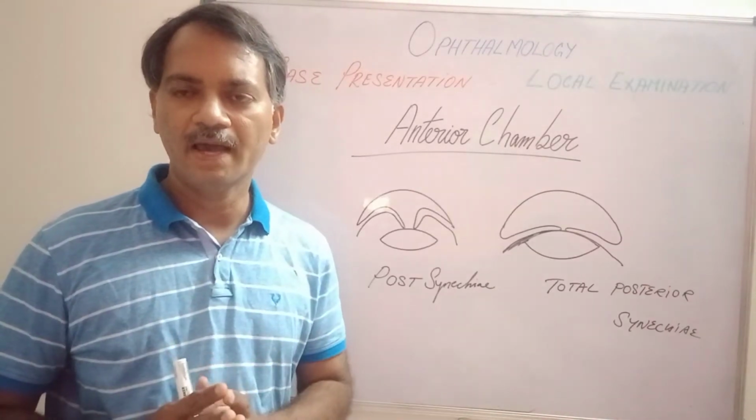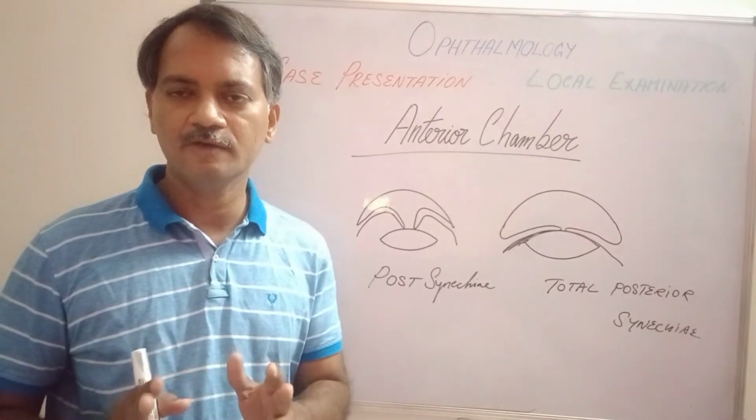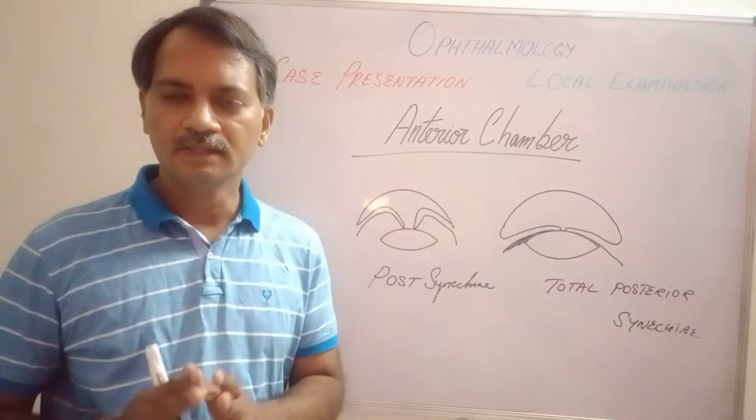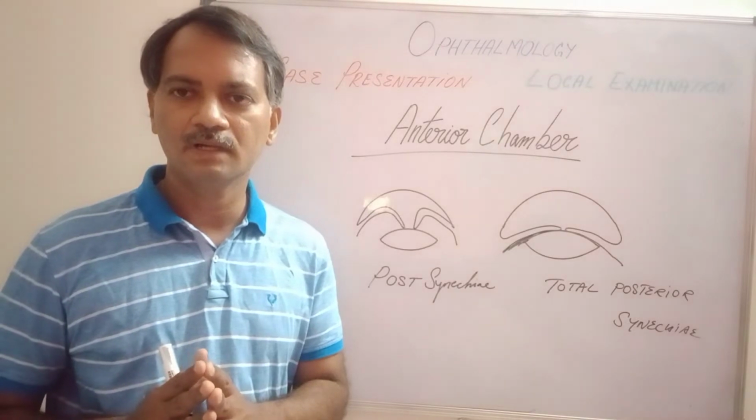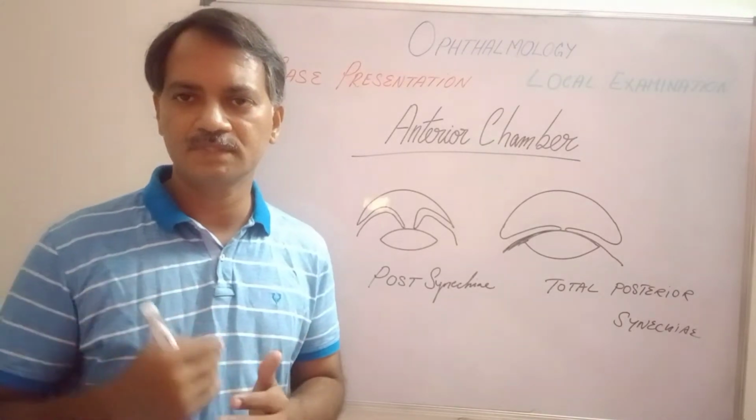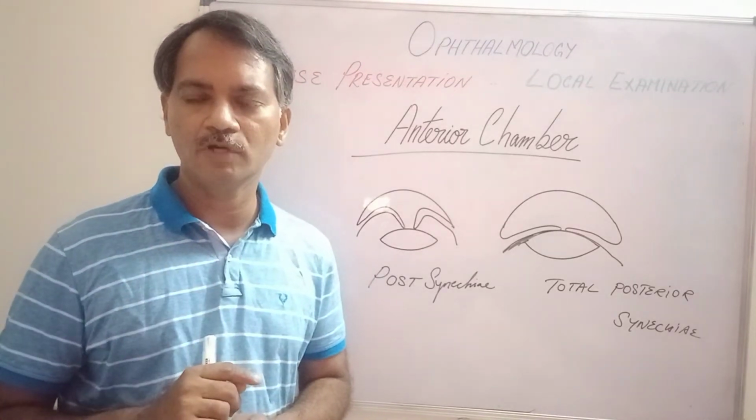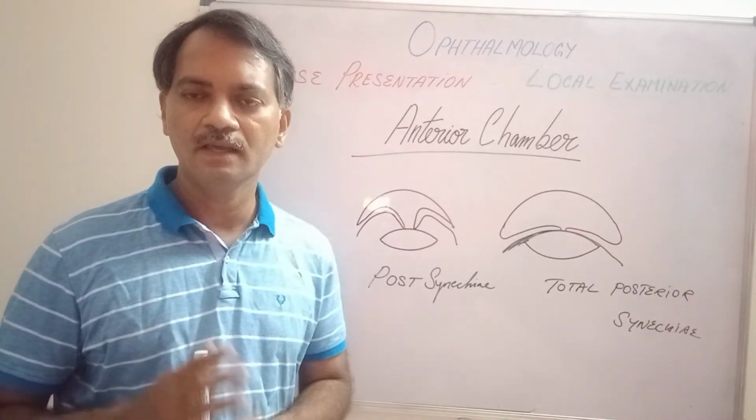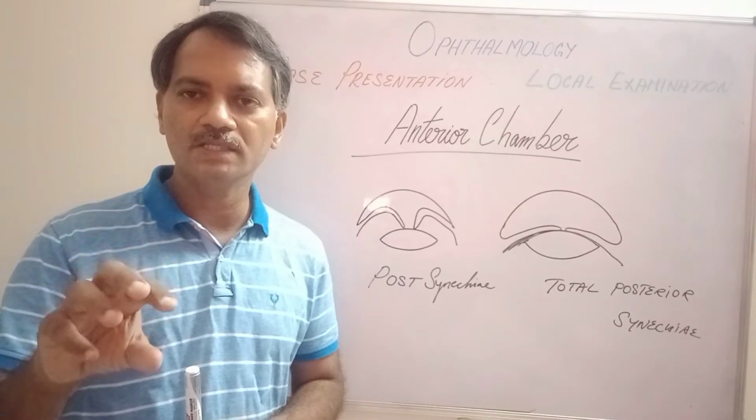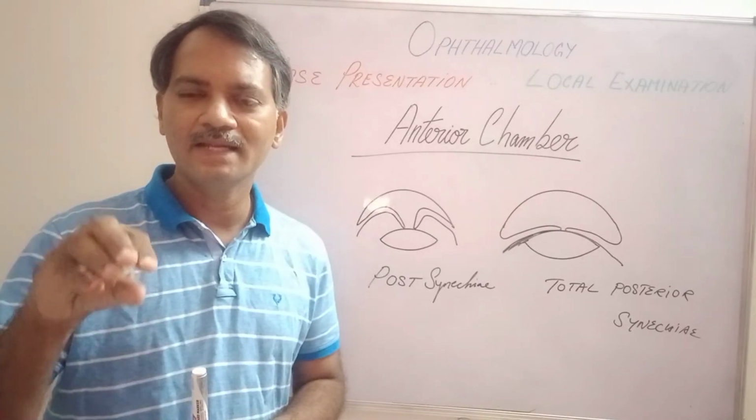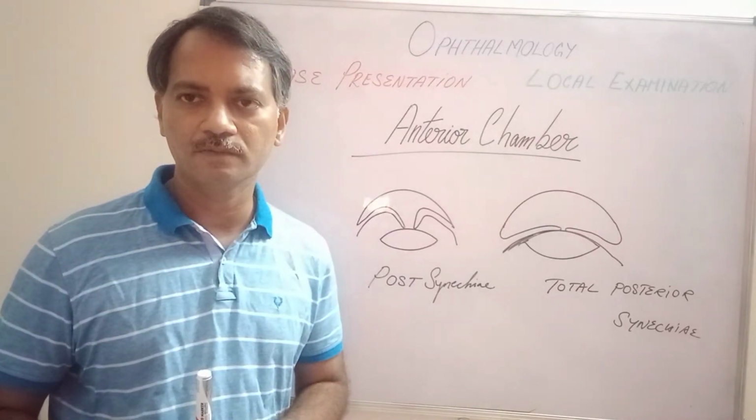In case of iridocyclitis, which is there for a very long time, the depth of the anterior chamber can be of two types. One is a ring synechia. What do you mean by ring synechia? The pupillary border alone is attached to the lens anterior capsule.